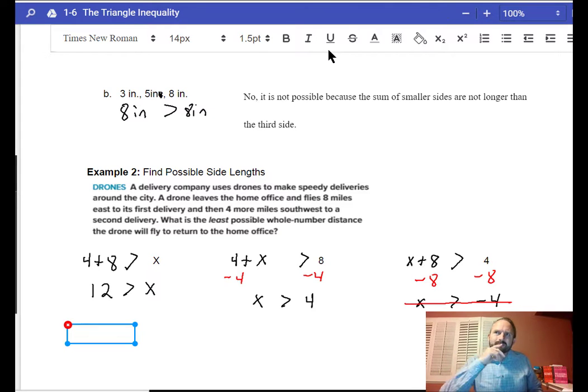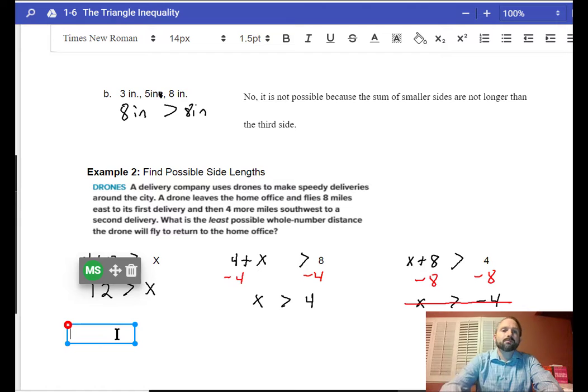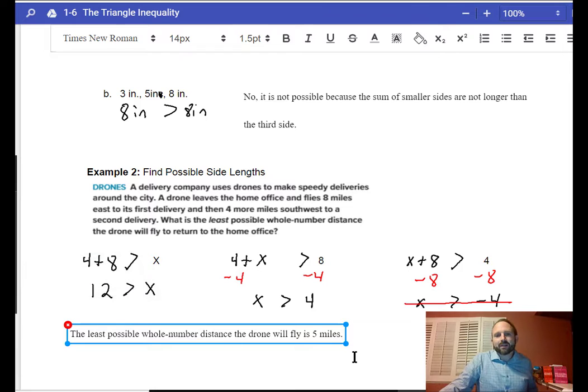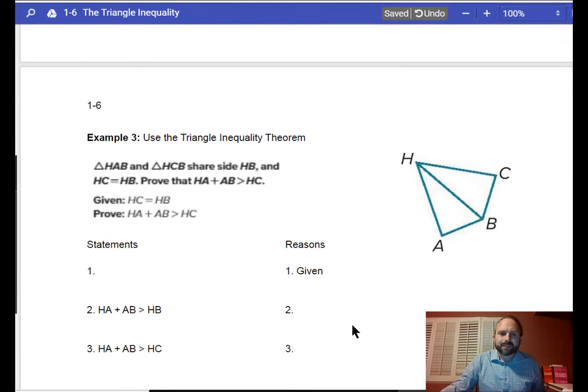So the numbers are going to be between 4 and 12. Now, somebody might say, hey, the least number is going to be 4, but it can't include 4. So it has to be bigger than 4. So the least whole number above 4 would be 5. The least possible whole number distance the drone will fly is 5 miles. That's it. All right, last example, example 3.